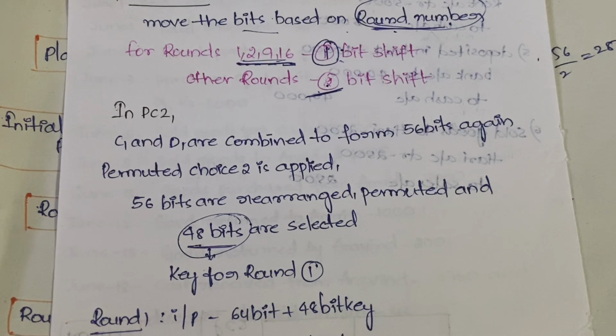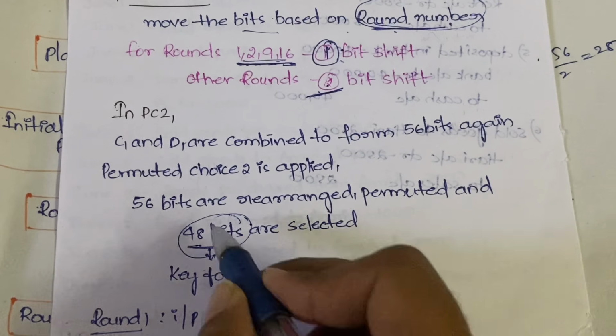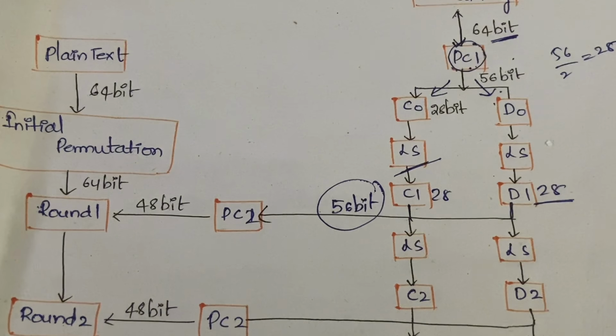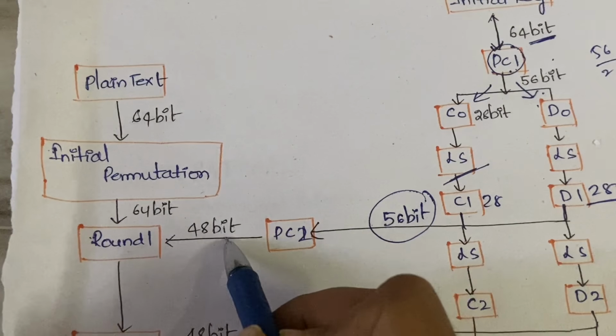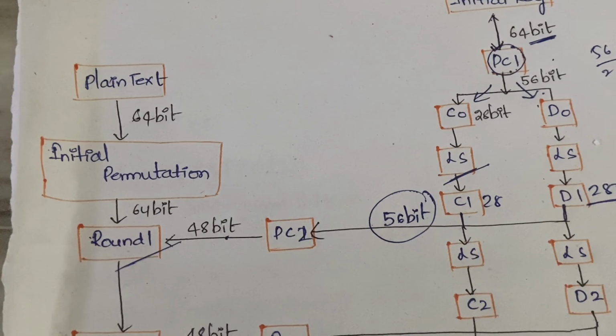I said in the beginning itself, right, 8 for parity and 8 for rearrangement. You got what parity is, and now you are removing another 8 for the rearrangement of the bits. Got it? So as a result you will be getting the 48, and this 48 bit will be sent as a key for round 1.